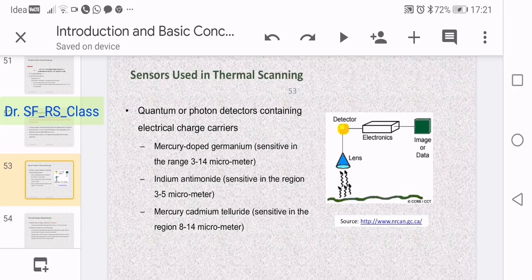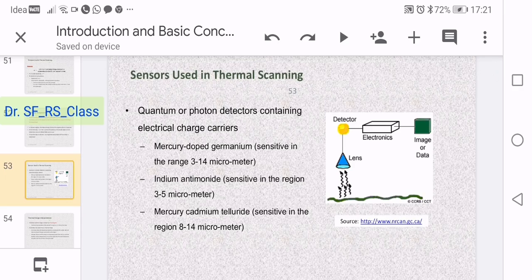Sensors used in thermal scanning. Basically, quantum or photon detectors containing electrical charge carriers are used in the case of thermal scanning, and basically there are three types of sensitive sensors used in this particular range of thermal scanning.